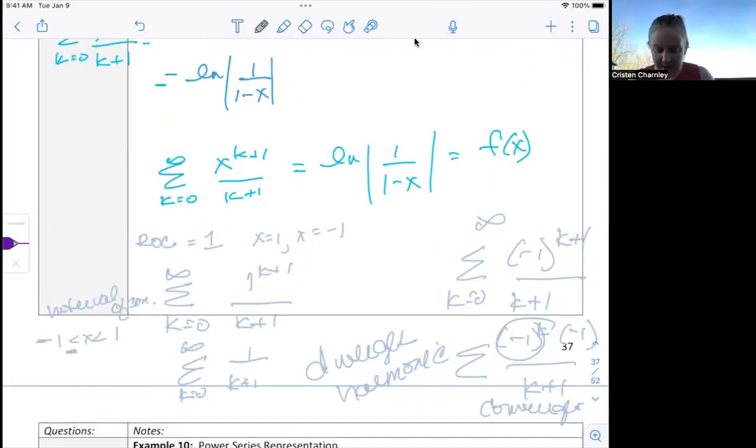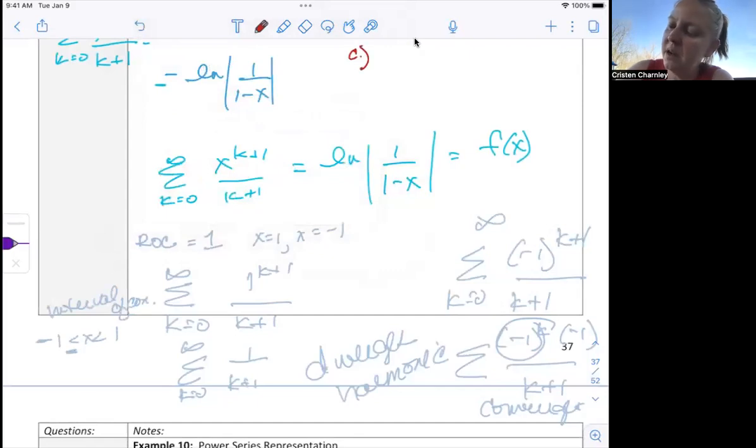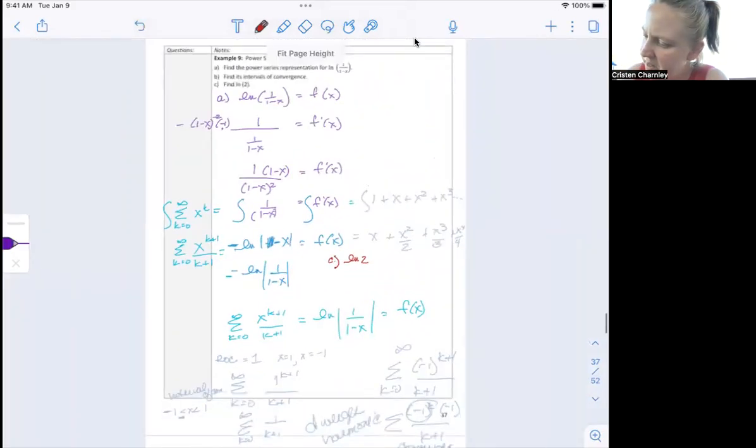Okay. And then there was a part C, which was to find the natural log of 2. To find the natural log of 2, when does that really happen? We're definitely out of space here. So this is part C, we'll write in red. We want to find the natural log of 2, but we were given this expression, natural log of 1 over 1 minus x. So what would x have to be equal to in order to make this be the natural log of 2?